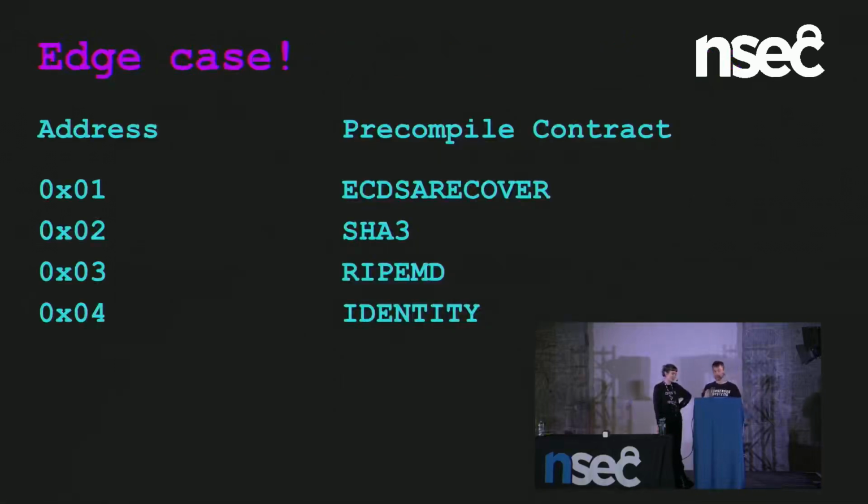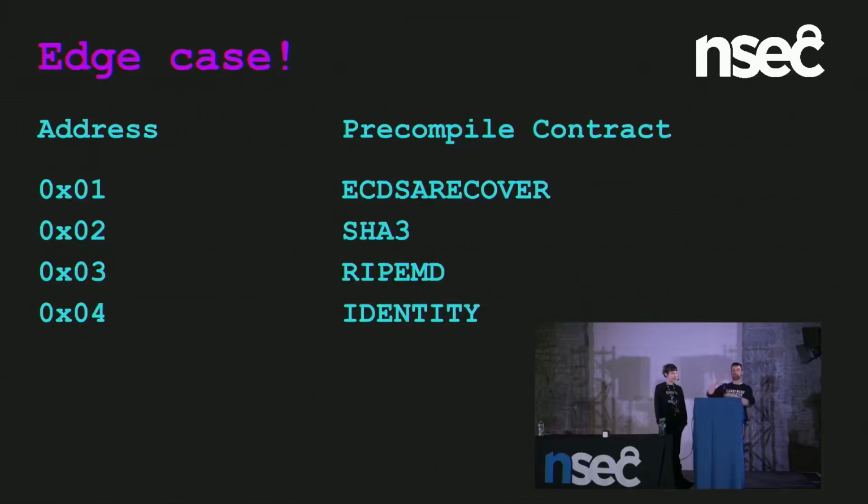But there are some edge cases in here, of course, because it's super complex. So addresses 1, 2, 3, and 4 happen to be what we call precompiles. These are contracts, but they're not contracts with bytecode in them. They're contracts that are written into the client. So if you make a call to address 1, the client will say, okay, I'm going to run this Go module that will do ECDSA recover or SHA-3 or RIPE-MD.